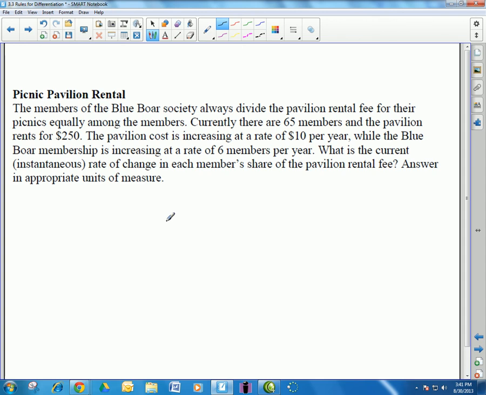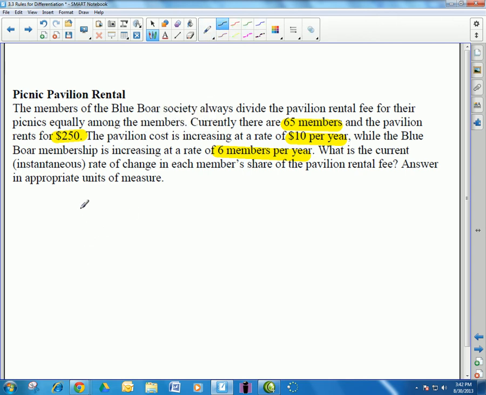The members of the Blue Boar Society always divide the pavilion rental fee for their picnics equally among the members. Currently there are 65 members and the pavilion rents for $250. The pavilion cost is increasing at $10 per year, while the Blue Boar membership is increasing at 6 members per year. What is the current instantaneous rate of change in each member's share of the pavilion fee? And then answer in appropriate units.